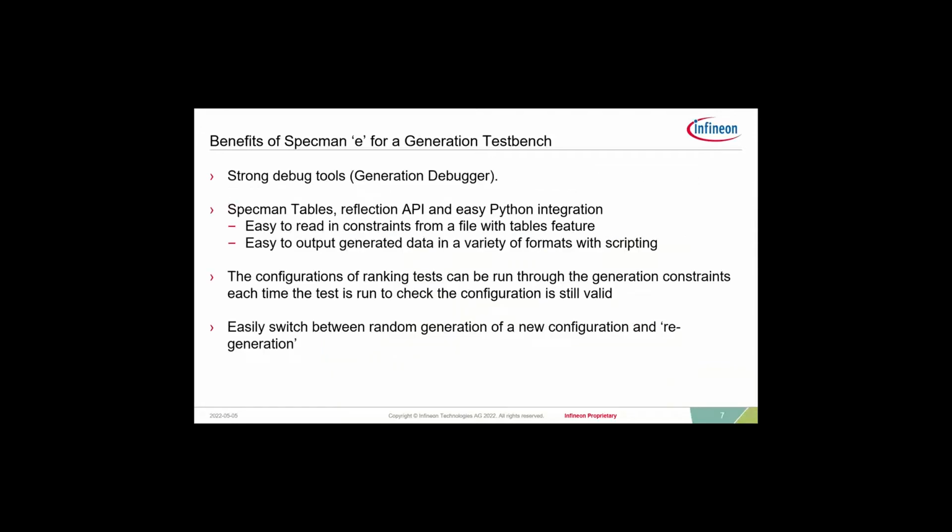Also, SpecMan has strong debug tools that we quite like. It's very easy to step through the generation process and debug what's going wrong in your constraints. There are three I/O features in SpecMan that we use quite heavily, when we are both reading in pre-generated files and also outputting the configuration and expected data, which are SpecMan tables, the reflection API, and SpecMan's Python integration.